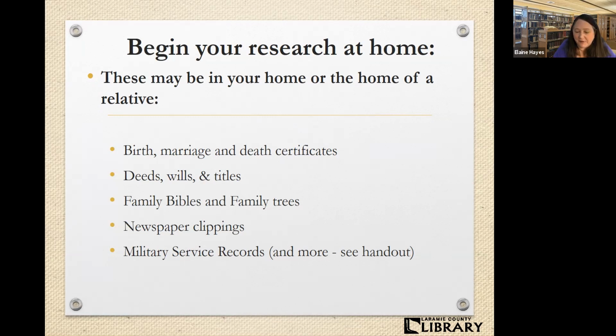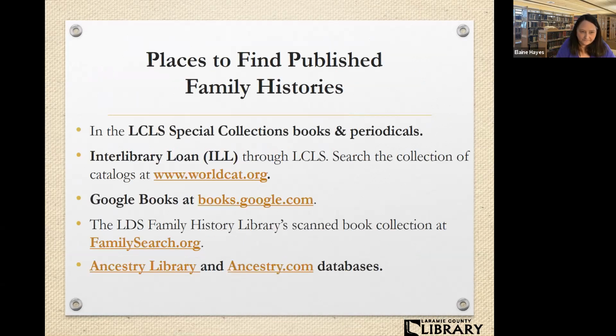So newspaper clippings, of course, obituaries, but marriage announcements, anything that might be in the newspaper about your family. Military search records. And I do have a handout, I didn't give it to you, that lists all the different kind of things that might tell you information about your family. And it goes on for, I don't know, there's 100 different ideas of things that you might find in your home that tell you about your family.